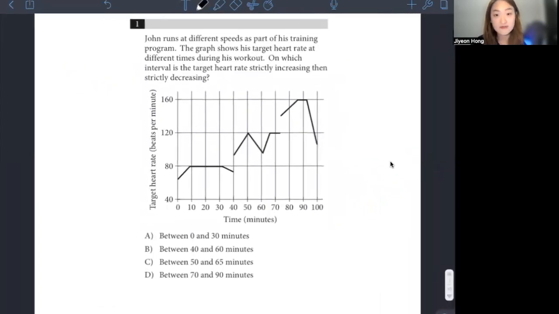John runs at different speeds as part of his training program. The graph shows his target heart rate at different times during his workout. On which interval is the target rate strictly increasing, then decreasing? So it should be a straight upward line and a straight downward line, right? And so we're going to look at the answer choices, beginning with between 0 and 30 minutes. So 0 and 30. We see an increase and a constant. So A is not the answer.